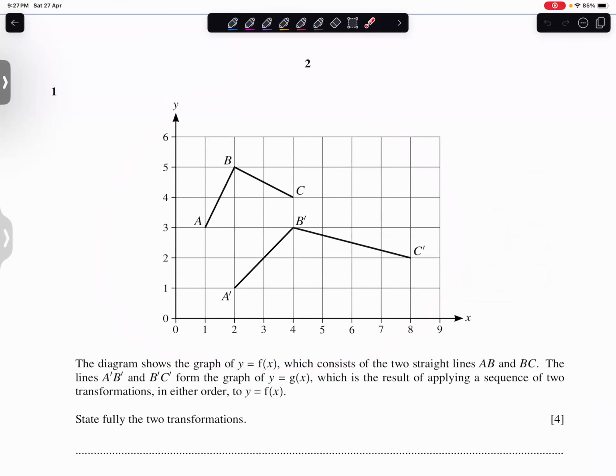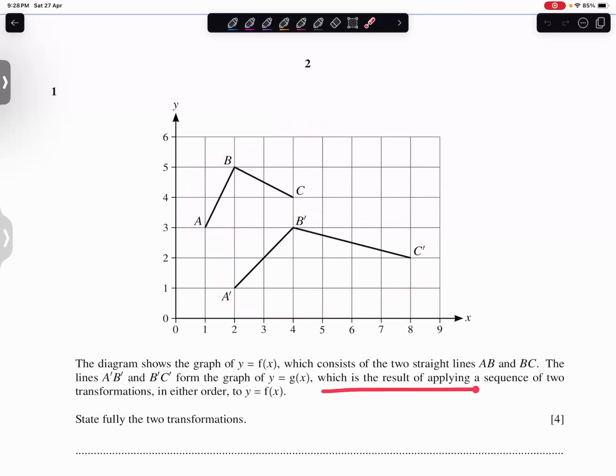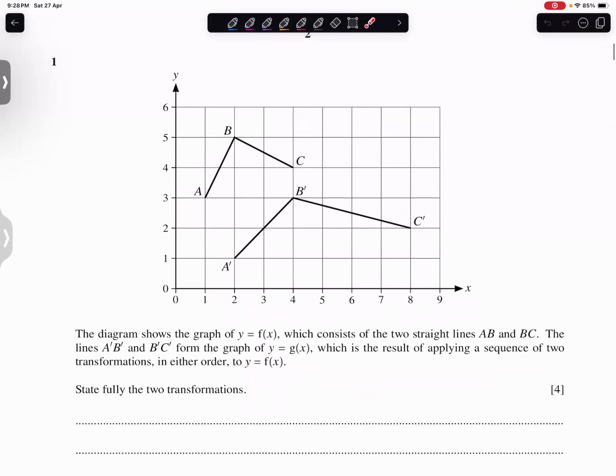The diagram shows the graph of y is equal to f of x, which consists of two straight lines AB and BC. The lines A'B' and B'C' form the graph of y is equal to g of x. This is my graph of f of x, and this is g of x, which is the result of applying a sequence of two transformations in either order to y is equal to f of x. State fully the two transformations.